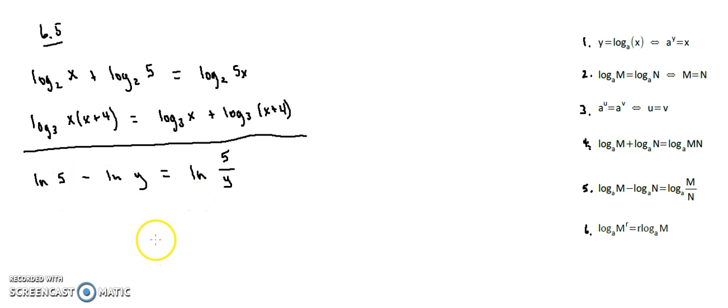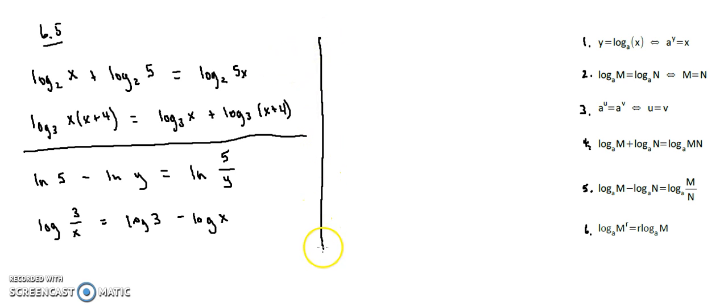Okay, and if we have, let's say, common log of 3 over x, we can break that up as log 3 minus log x. Okay, so if you have a fraction, you can break it up as a difference, and if you have a difference, it can come together as a fraction. So that's the basics for number 5.